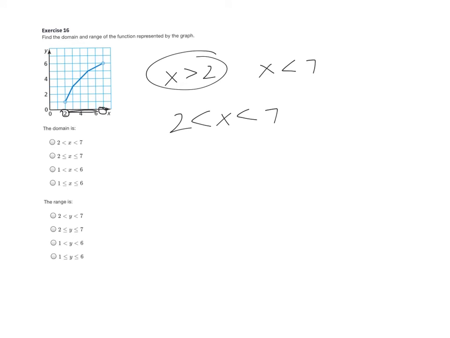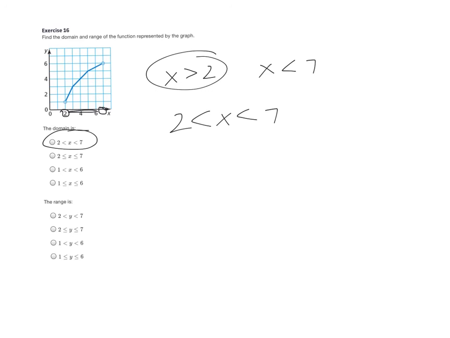Another continuous graph. This one, to figure out the x value, we have an open circle here and an open circle here and everything in between. So our x value is going to be x greater than 2 and x less than 7. Take the smallest one and flip it. 2 less than x less than 7. Looks like it's the first one.